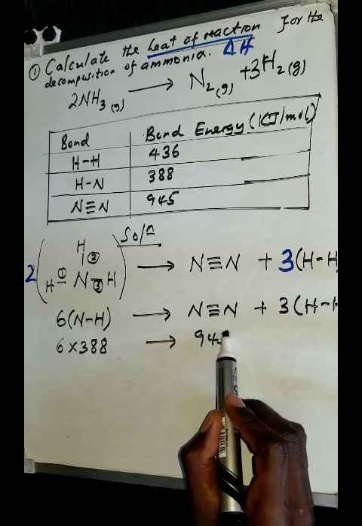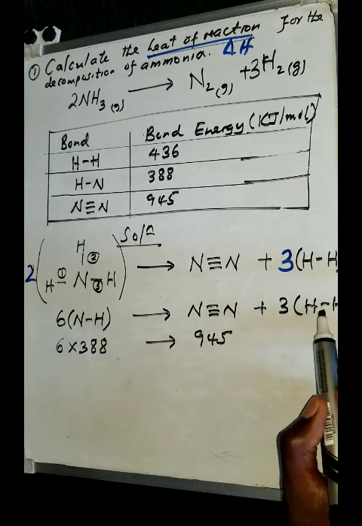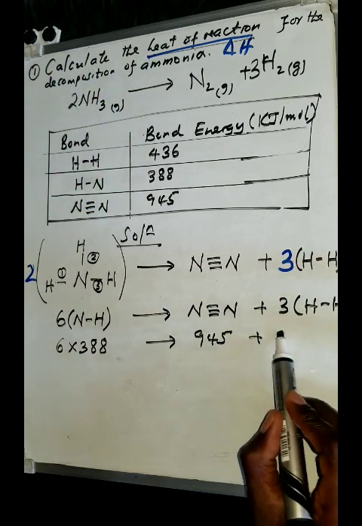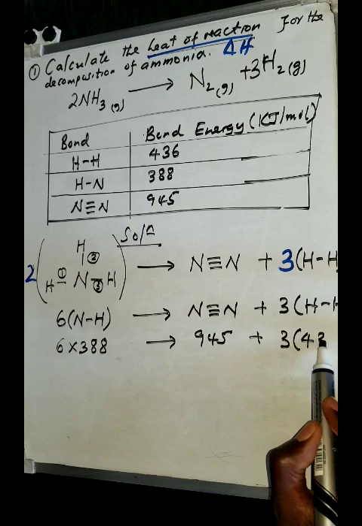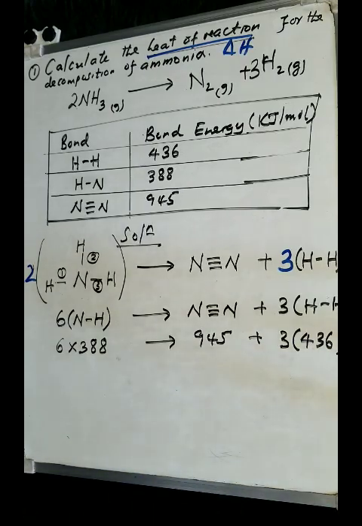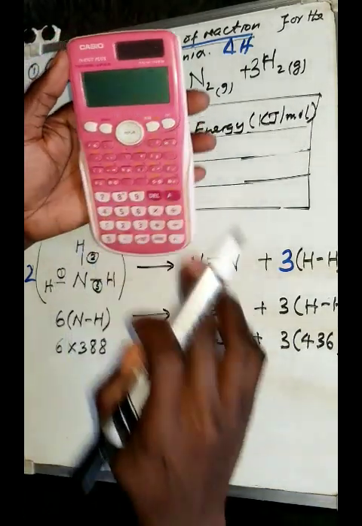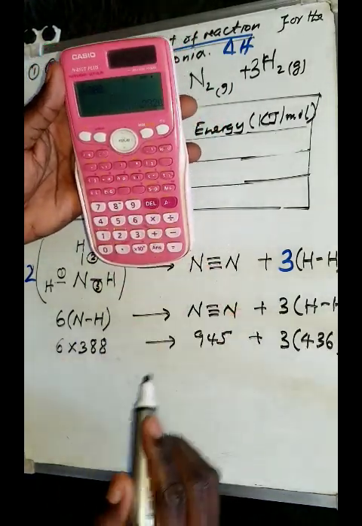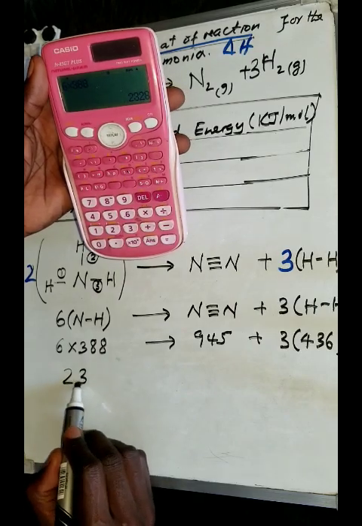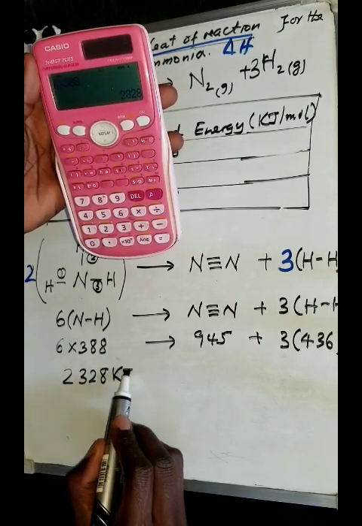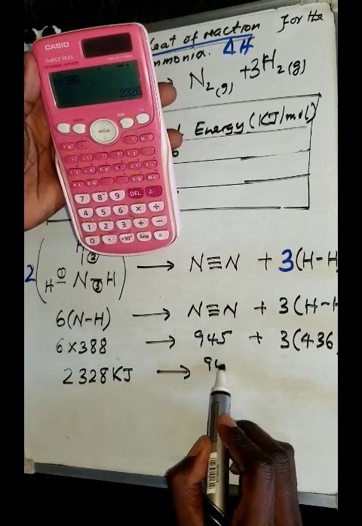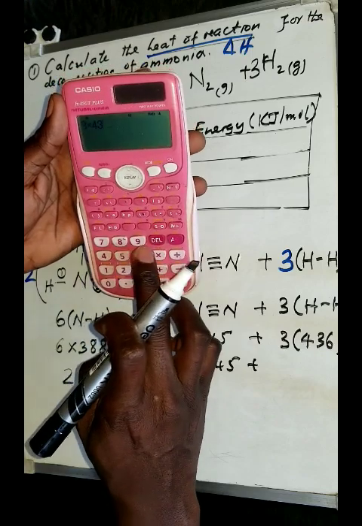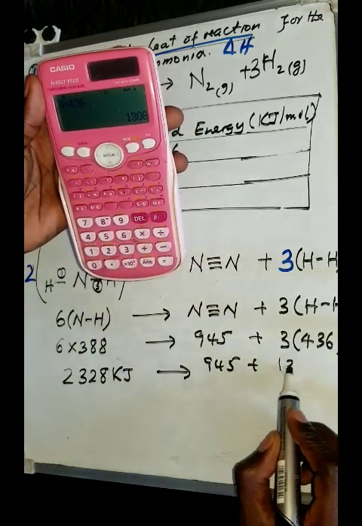All right. What about the nitrogen triple bond? It is 945. And when I look at hydrogen, it is 436. But how many hydrogen to hydrogen bonds are there? There are 3. Therefore, it will be 3 multiplied by 436. So we just need to multiply and work it out. In this case, 6 multiplied by 388 gives me 2,328 kilojoules. All right. If you look at this one, it will be 945 plus 3 multiplied by 436, which is 1,308.